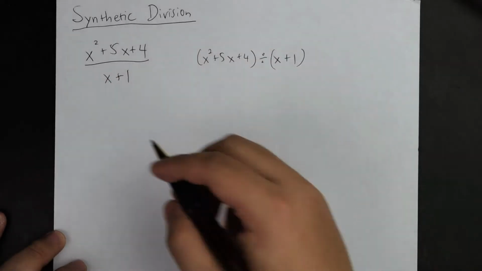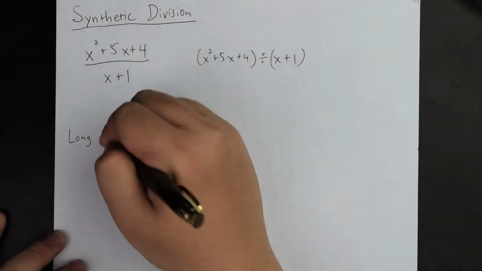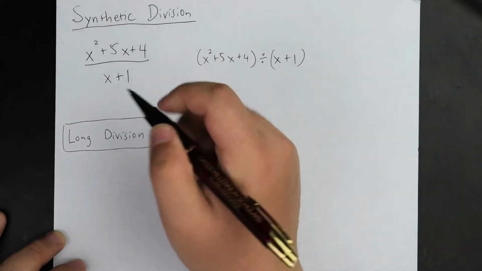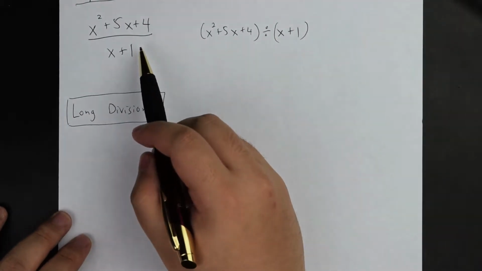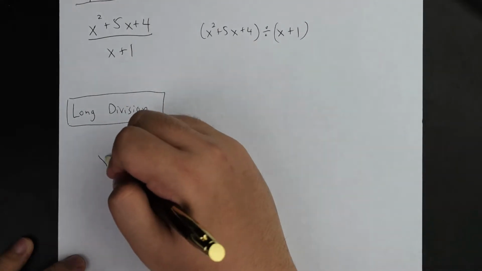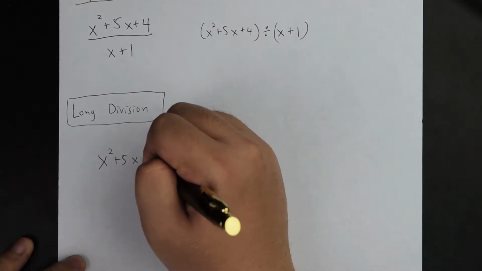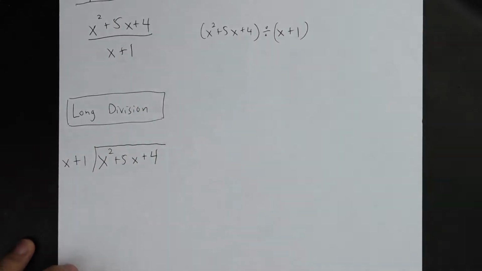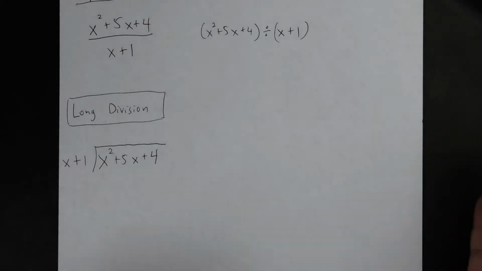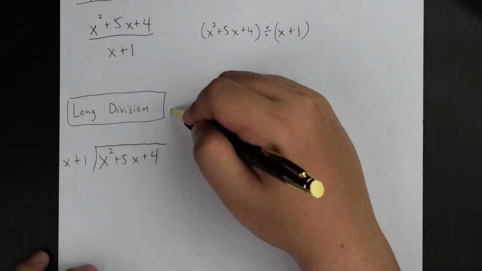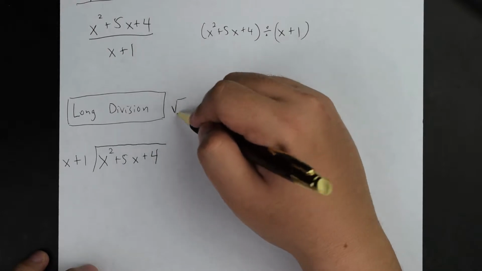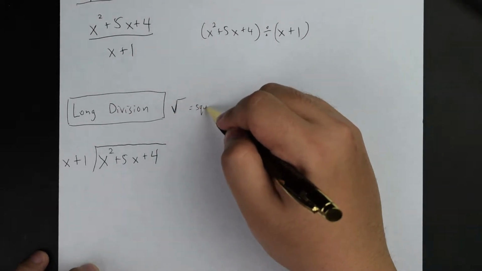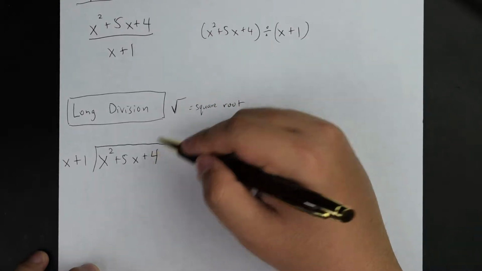So underneath, I'm going to write long division, and put a little box so you know that's one method I'm going to be using. When I do long division to this question, x squared plus 5x plus 4 divided by x plus 1, I usually write it in this format. And don't get confused by the square root looking thing. It is not a square root, it's actually a division symbol. Square root symbols look a little different, with an extra little thing sticking out right here. So be aware that this is not a square root symbol, this is a division symbol.